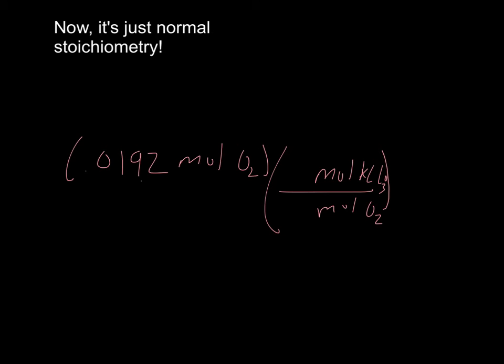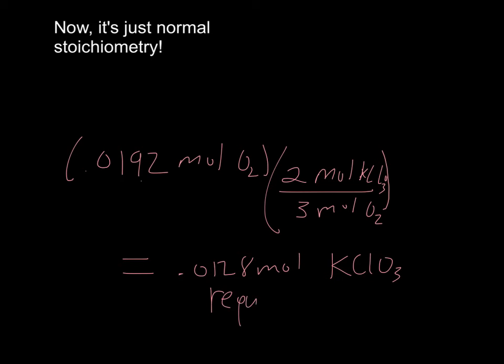And I look at the balanced equation and I say, oh look, there's a 2 in front of KClO3 and there's a 3 in front of moles of oxygen. And so what I'm going to get here is 0.0128 mole of KClO3 required, just like normal here. But that's not done yet, because I need to multiply that by the molar mass. So I could multiply now by the 122.5 that I gave you, or I could put it up in here, which is what I prefer, but honestly your choice.